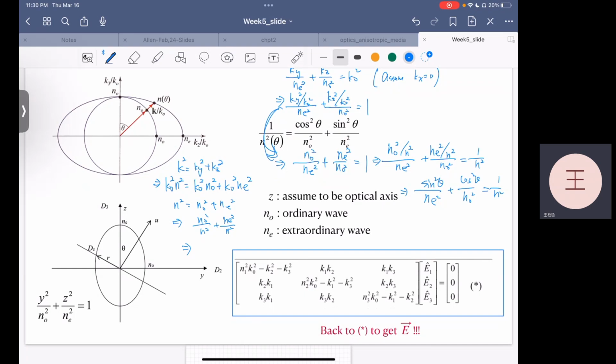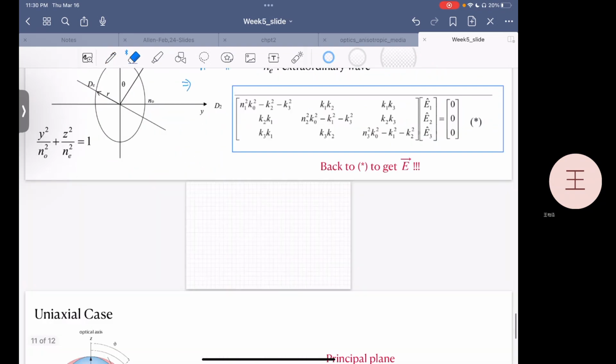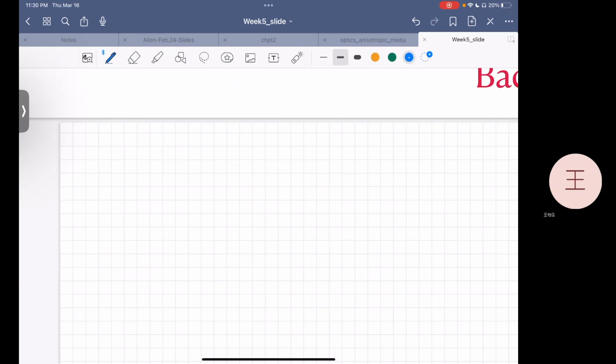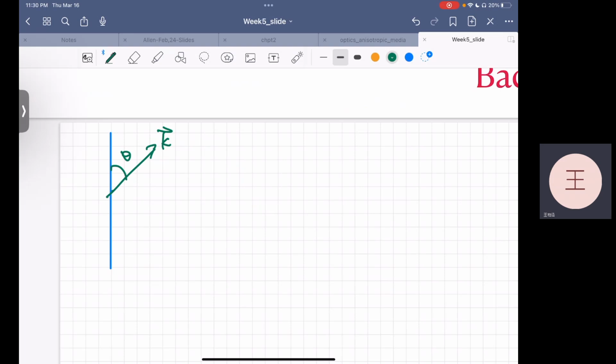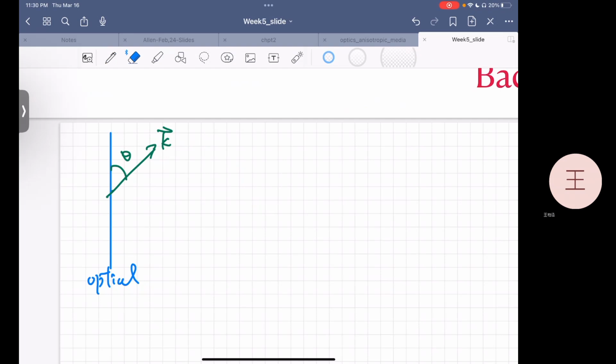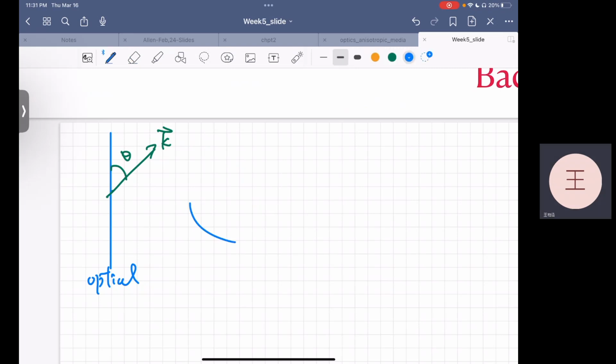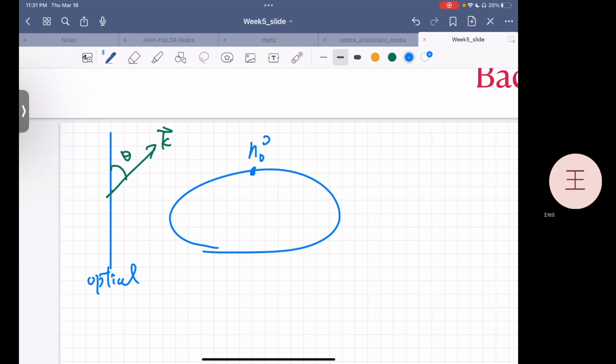So what exactly is theta? Given an optical axis, the k has the theta angle with the optical axis, and then with the solution that we have shown before, if the k is along the x direction, along the optical axis, it's actually ordinary, and otherwise it's extraordinary, right? And along these are the n theta.